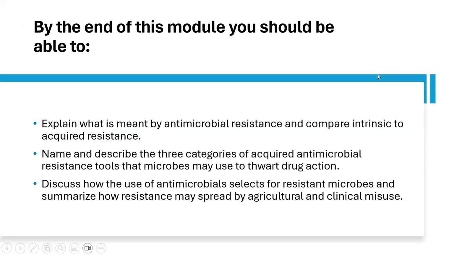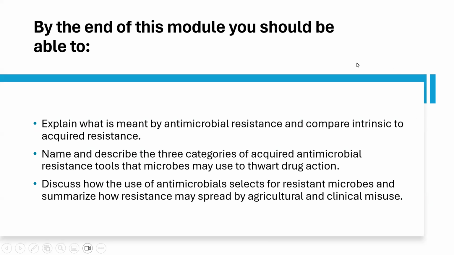By the end of this module, you should be able to explain what is meant by antimicrobial resistance and compare to both intrinsic and acquired resistances. Name and describe the three categories of acquired antimicrobial resistance tools that microbes may use to thwart drug action, and discuss how the use of antimicrobials selects for resistant microbes.